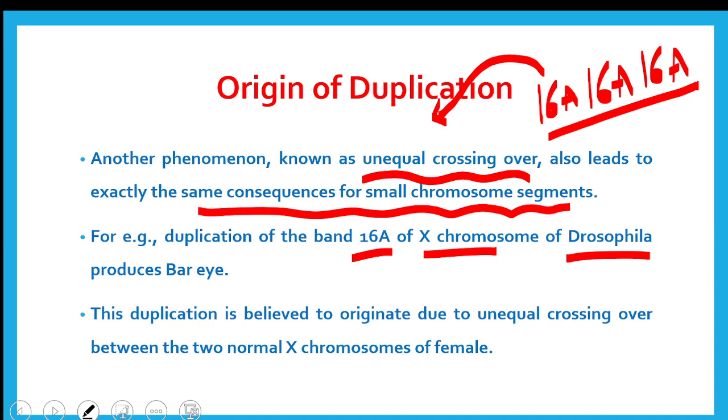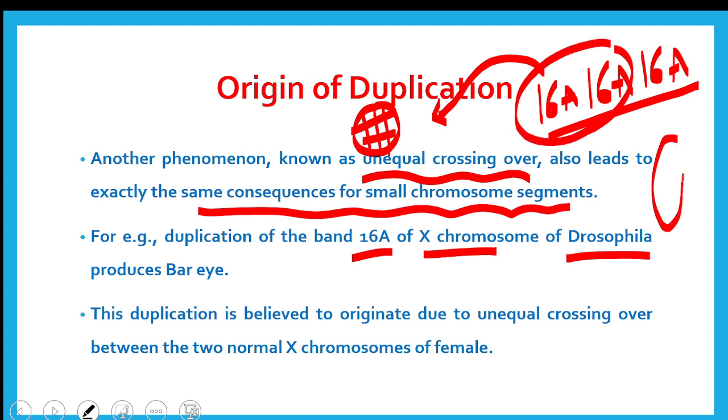Actually, 16A is responsible for the shape of the compound eye. When this gets duplicated, what happens? The shape of the compound eye becomes oblong and narrow. A normal compound eye has a number of simple eyes. Each simple eye is represented in each of these squares, which we call facets. Below each facet is a simple eye. All these eyes put together constitute a compound eye.